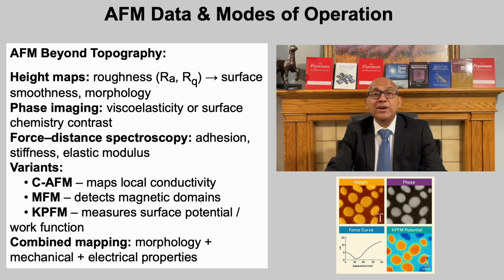Atomic force microscopy goes far beyond simply generating height maps. While topography provides surface morphology and roughness information, AFM can also map local physical and chemical properties through several specialized modes. In its simplest form, AFM computes average roughness Ra and root mean square roughness Rq, metrics often used to assess smoothness in thin film deposition or polishing processes.